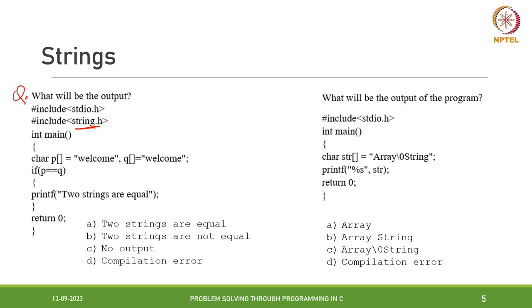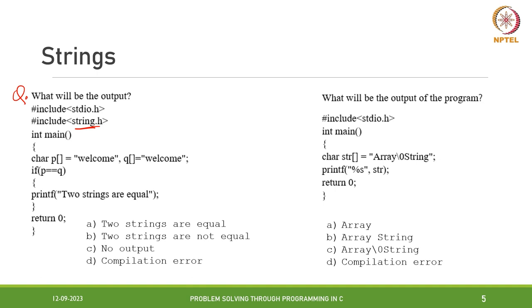Okay, now here in the first question, what does it say? We are defining a string with the value welcome, and another string with the value welcome also, and then we are writing an if statement. If p equals q, we are printing something. So what will be the output of this? Option A, compilation error.